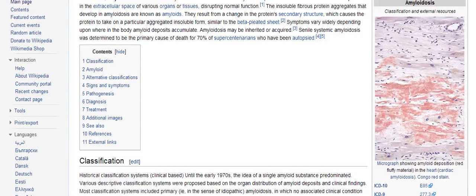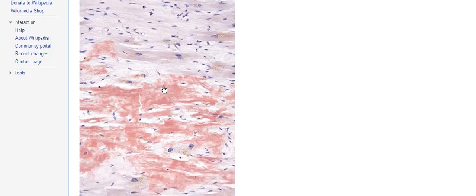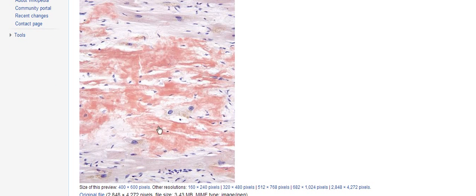Amyloids are a class of protein that have the propensity to form plaques in between the spaces of cells. This is pretty easy to understand by having a look at a picture. Here's an area that is normal. Here's an area that's affected by amyloid plaques.